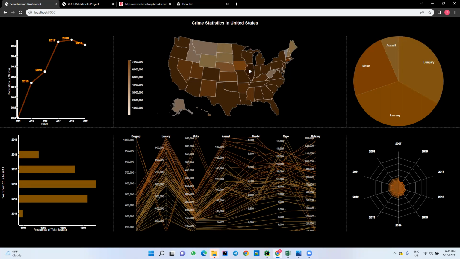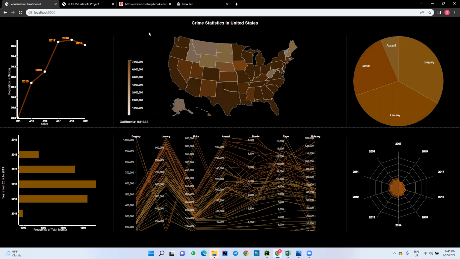Hi, I'll be sharing some insights which we found in this dashboard. So over here, we can see a line chart. This line chart shows population in a particular state in US. By default, we have selected California state. So it is showing us the population of California in millions against the years from 2014 to 2018. By default, we have selected the year 2018.